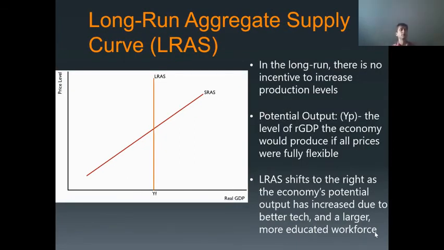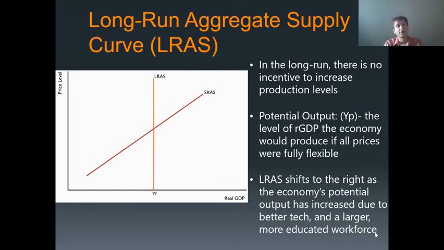Now for the long run curve, you'll notice the long run curve is vertical, or in econ speak, it is perfectly inelastic. So in the long run, there's no incentive to increase production level because you actually can't do that. You're at your potential output. This is how much the economy can produce if all prices are fully flexible. So in other words, we've already been using all of our resources to their fullest, at least at what matters in the long run. You do have some short run ability to move beyond that LRAS, usually due to short run incentives, especially in the labor market.